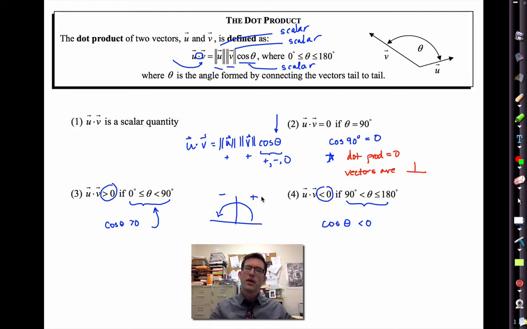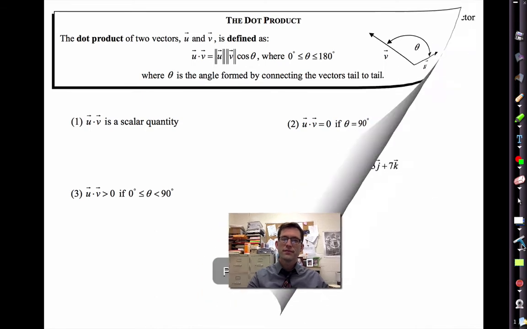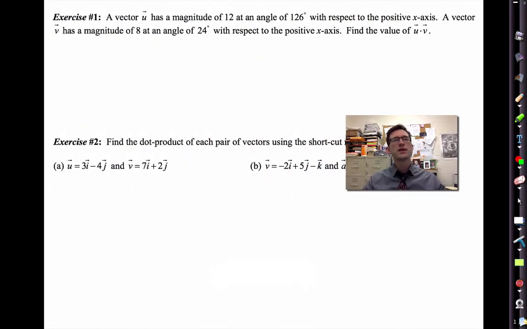All right, because we're going to scrub this out and we're going to start using it. Ready? Okay, let's take a look at exercise 1. It says a vector u has a magnitude of 12 and an angle of 126 degrees with respect to the positive x-axis. Draw it. Just draw it. Now it's 126 degrees, so it's going to look something like this.